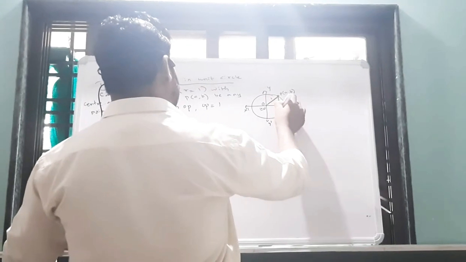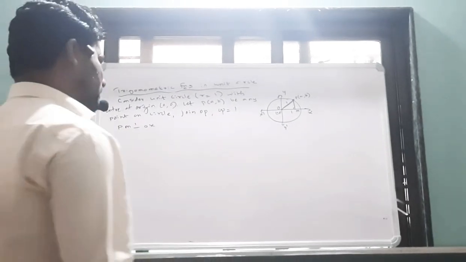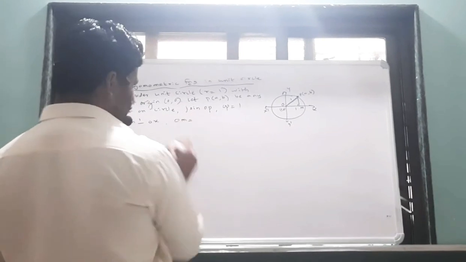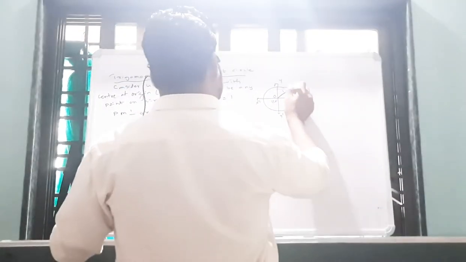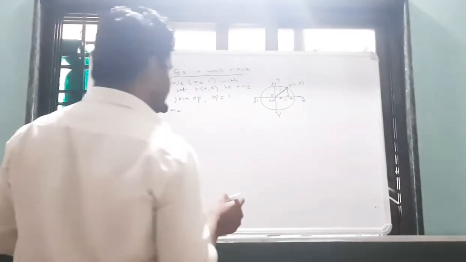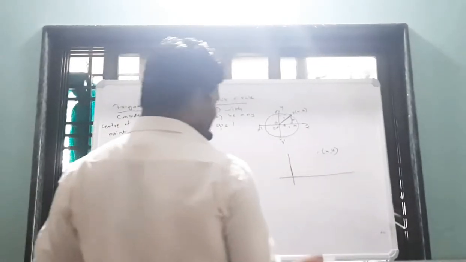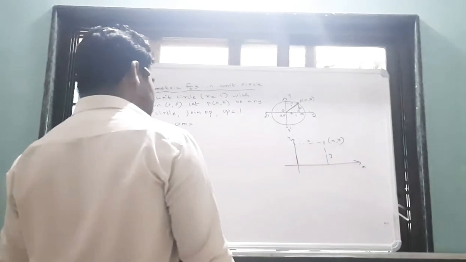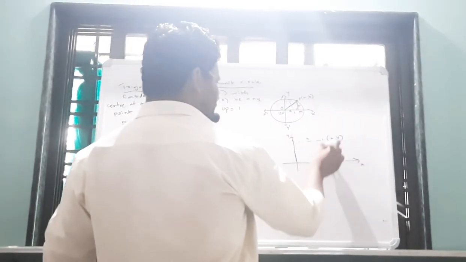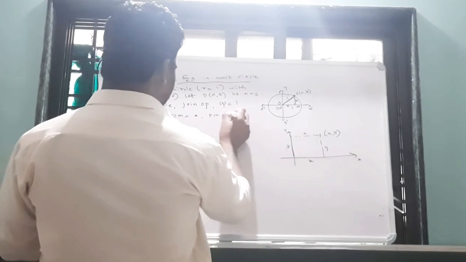So from P, drop a line PM perpendicular to OX, the x-axis. Therefore OM is the perpendicular distance from the y-axis, which is nothing but a, and the perpendicular distance from the x-axis is nothing but b. This means the perpendicular distance of the point from the y-axis is the x coordinate, and from the x-axis is the y coordinate. So here OM becomes x and PM is equal to y.